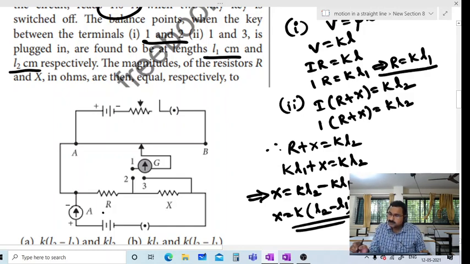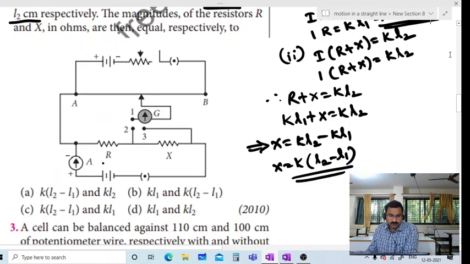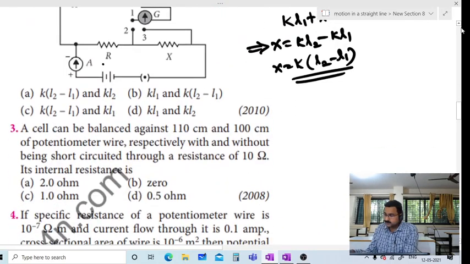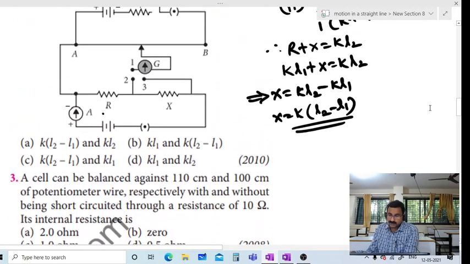So these are the two answers we are getting there. The first one is KL1 and the next one is K into L2 minus L1. What is the answer we are getting there? KL1 first one, second one K into L2 minus L1. That is the second option.